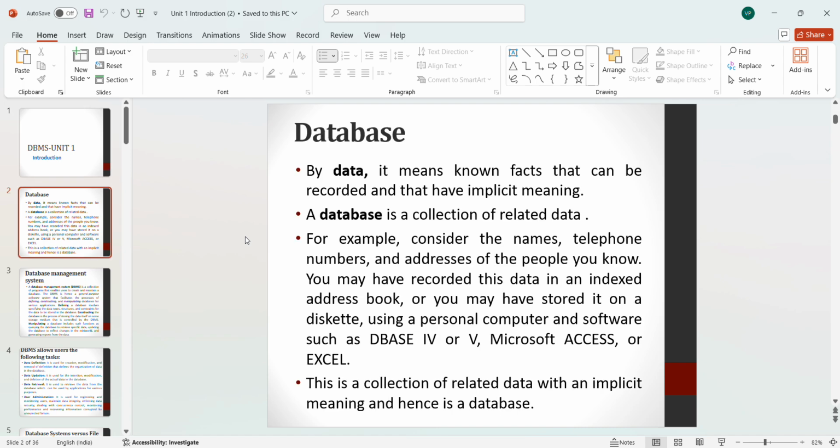So first, let's understand the meaning of data. Data means known facts that can be recorded and that have implicit meaning. A database is a collection of related data. For example, consider the names, telephone numbers and addresses of the people you know. You may have recorded this data in an indexed address book, or stored it on a diskette using a personal computer and software such as dBASE IV or V, Microsoft Access or Excel. This is a collection of related data with an implicit meaning, and hence it is a database.